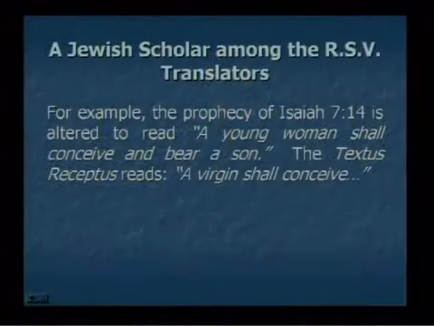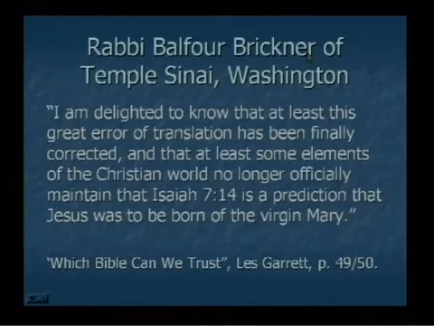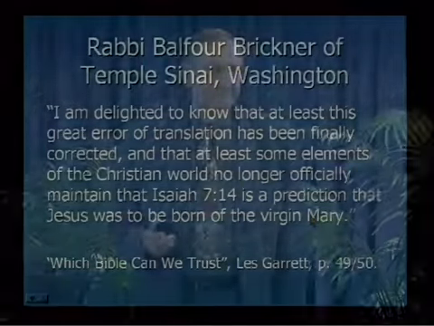That's strange. That's something special. Jewish scholars amongst the RSV translators, so they obviously wanted this change, Rabbi Balfour Brickner writes the following: I am delighted to know that at least this great error of translation has been finally corrected, and that at least some elements of the Christian world no longer officially maintain that Isaiah 7:14 is a prediction that Jesus was to be born of the Virgin Mary. Okay, so they've just removed his virgin birth.